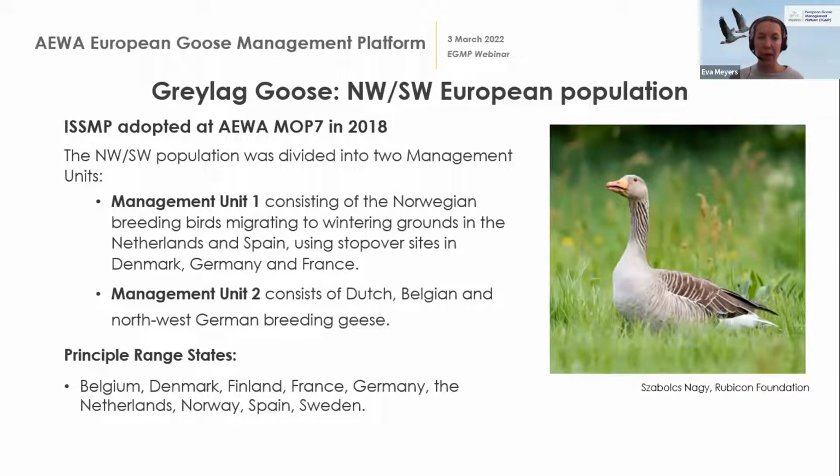In case of the grey-lag goose for the Northwest Southwest European population, in parallel, it was also developed and adopted by the 7th meeting of the parties. And here we have 1 population, but range states decided on 2 management units consisting of the Norwegian breeding birds, which migrate down to the wintering ground, Netherlands, Spain, and using the stopovers in between. And then the 2nd management unit with the Dutch bird, Belgian, and Northwest German breeding geese.